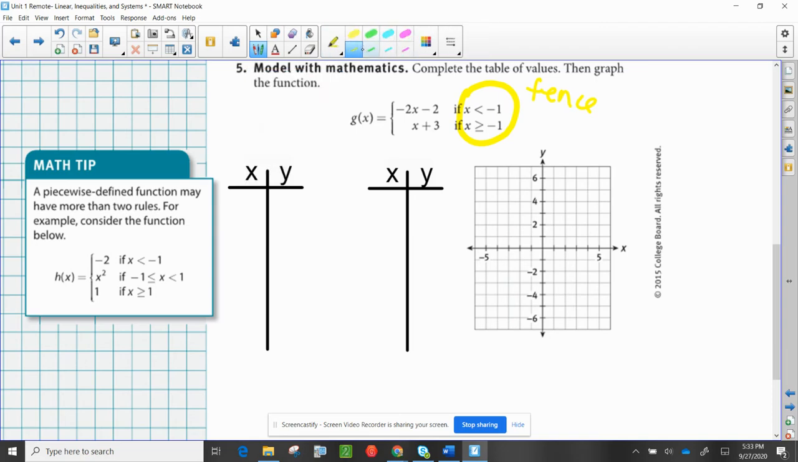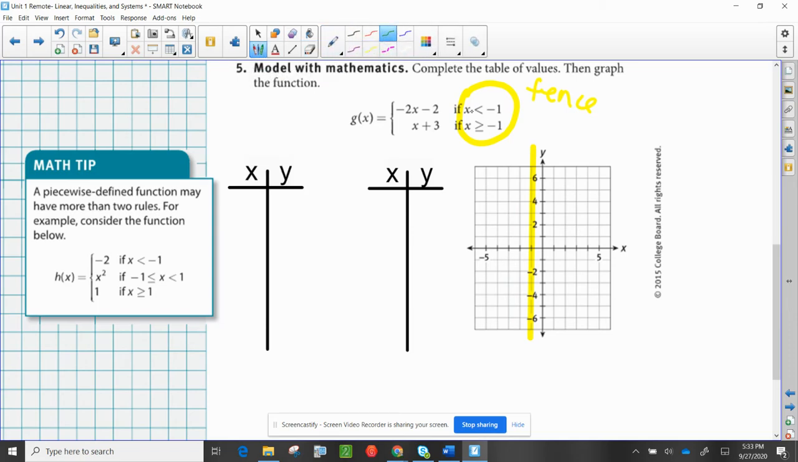So on the x value at -1, I'm going to draw that vertical line right here. So that kind of cuts my graph in half. So I know that one function goes on the left side of the fence, one function goes on the right side of the fence. And how we tell is just from the inequalities.